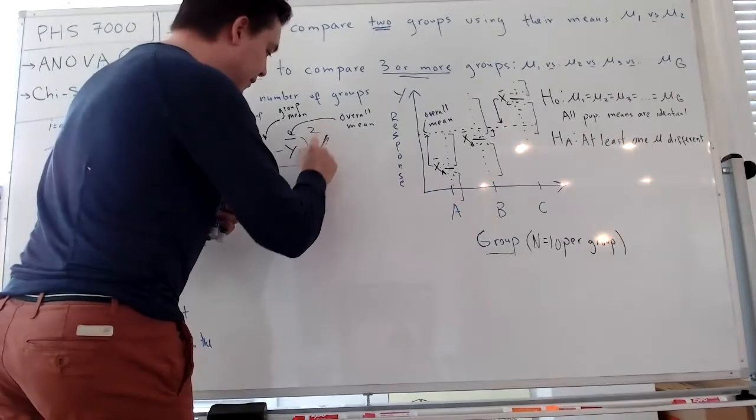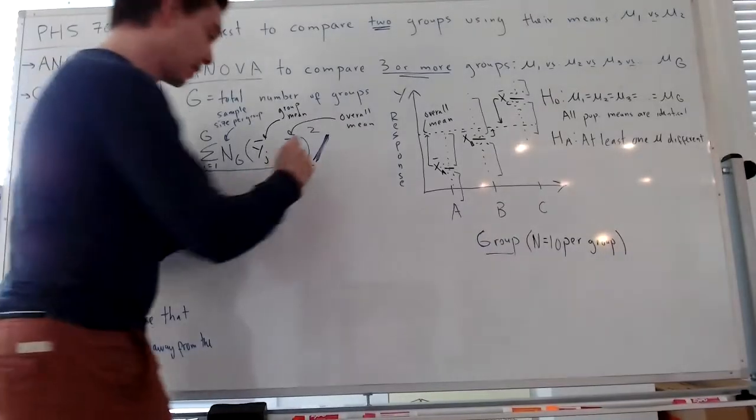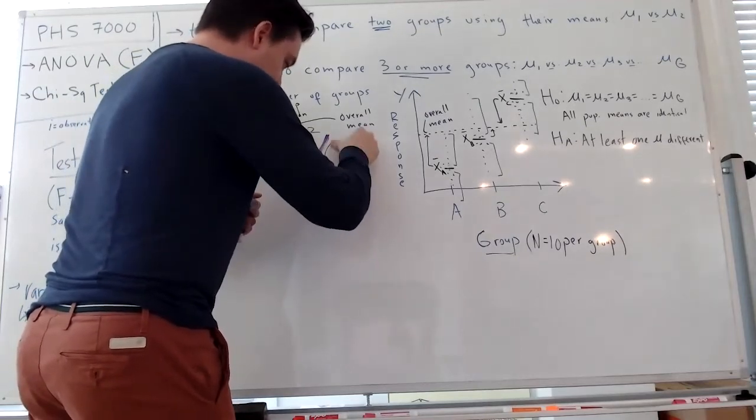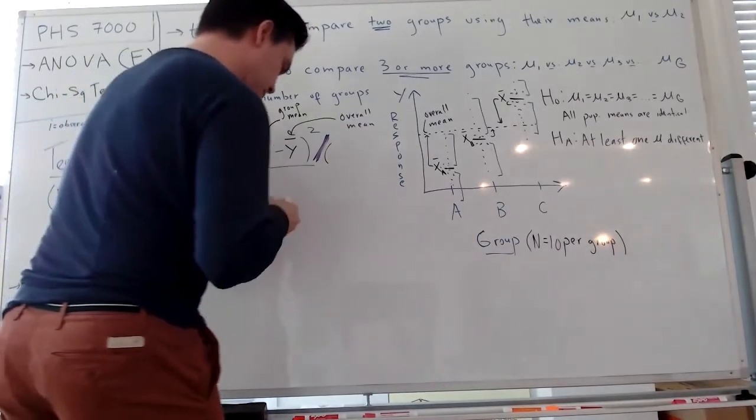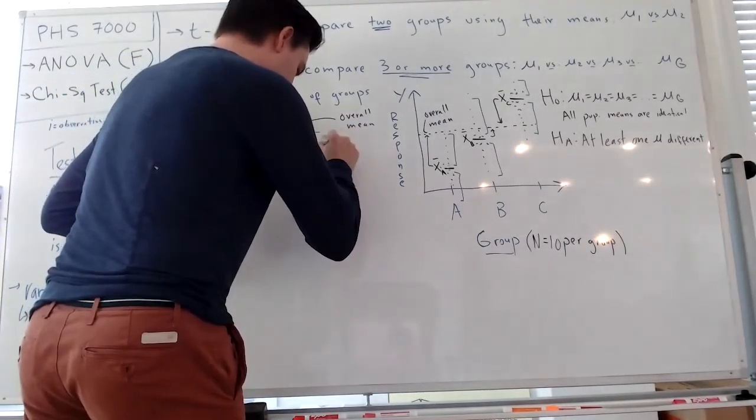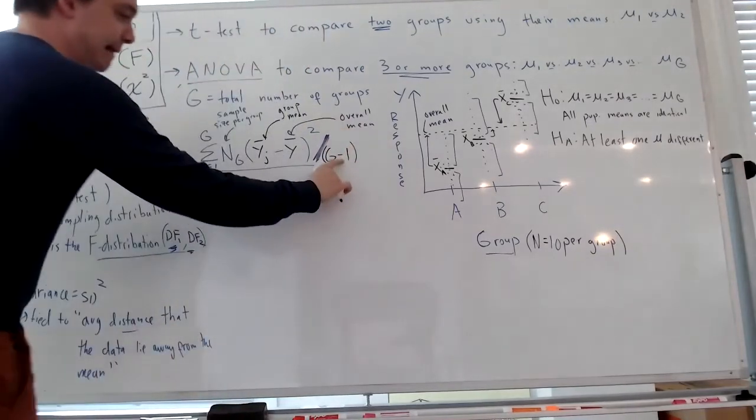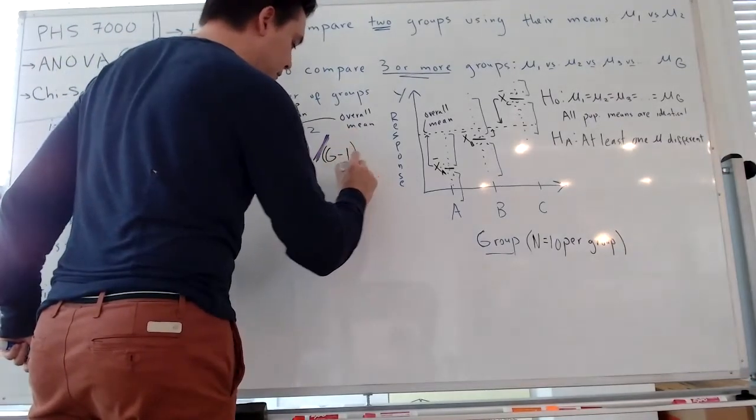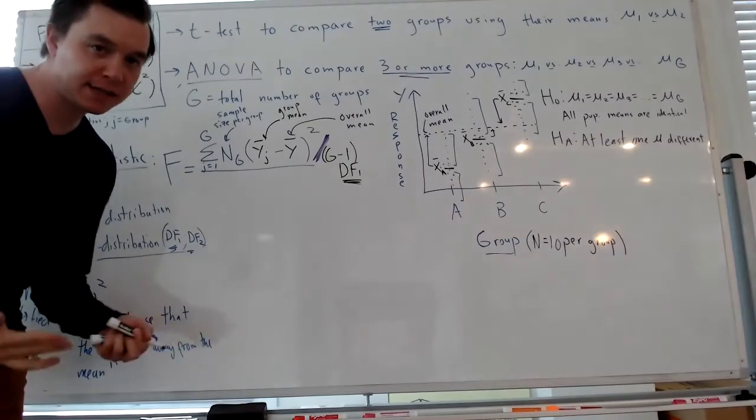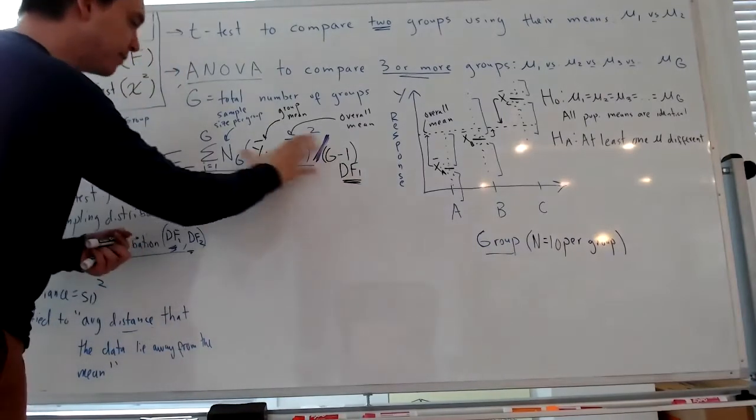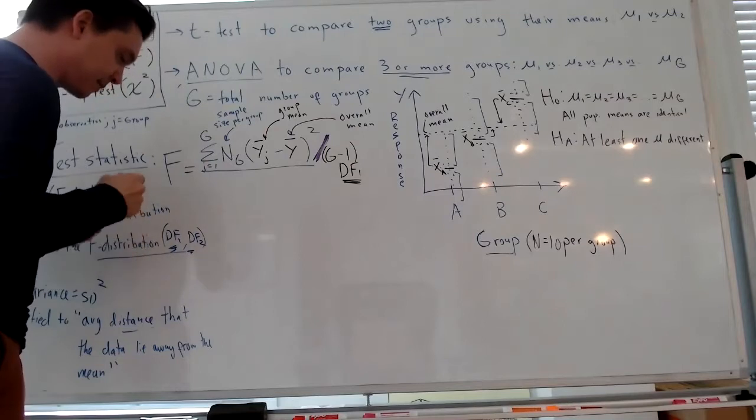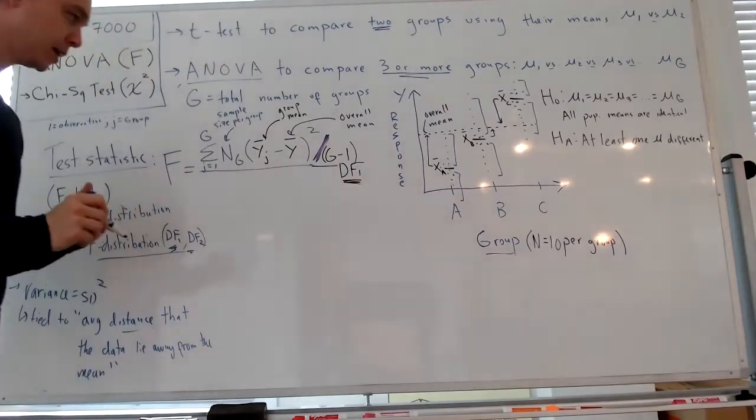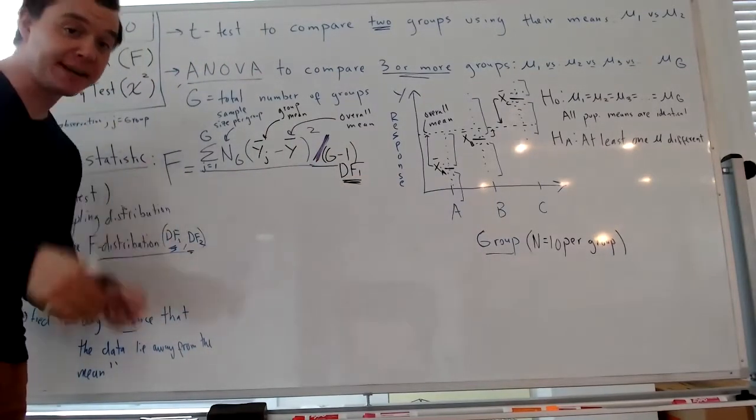So we divide by the number of groups minus 1. And the number of groups minus 1 is our degrees of freedom. Sometimes it's called degrees of freedom 1. Sometimes it's called degrees of freedom of the numerator, because this entire thing is in the numerator of the test statistic. All right, so the bottom is going to be something divided by the degrees of freedom.